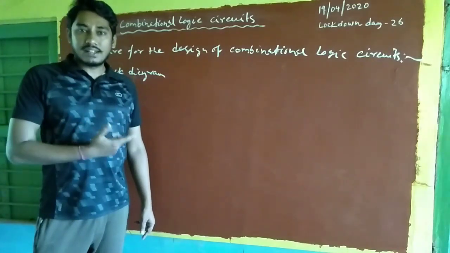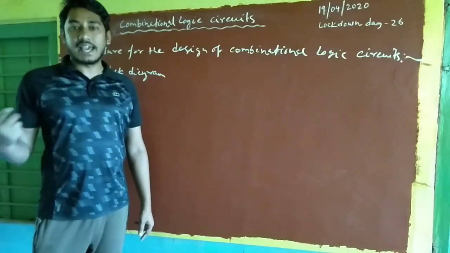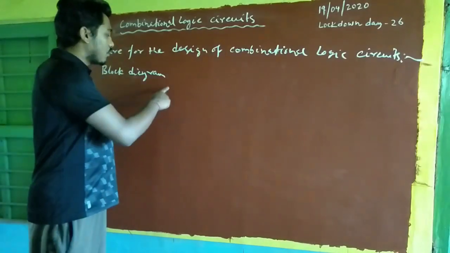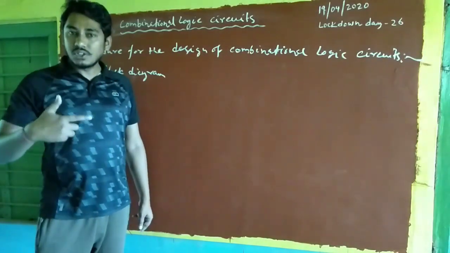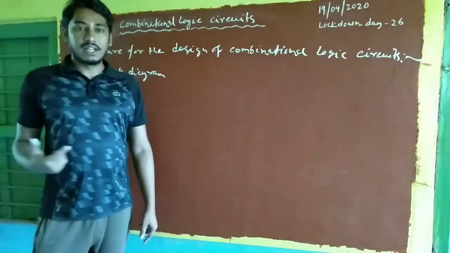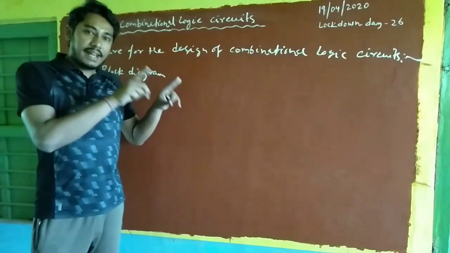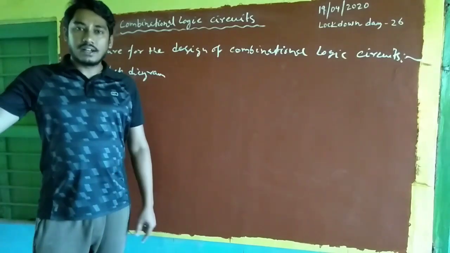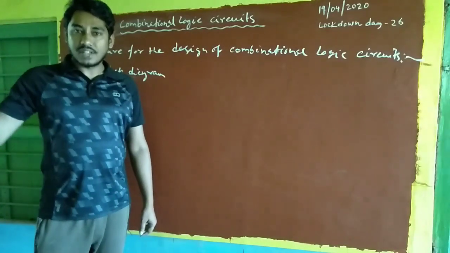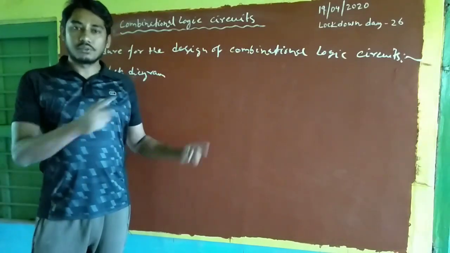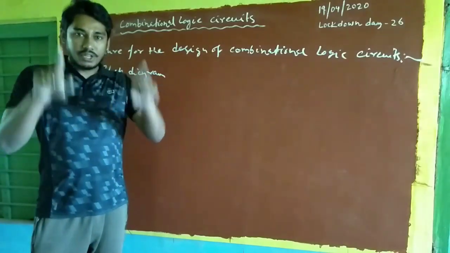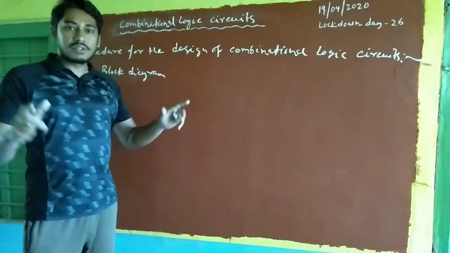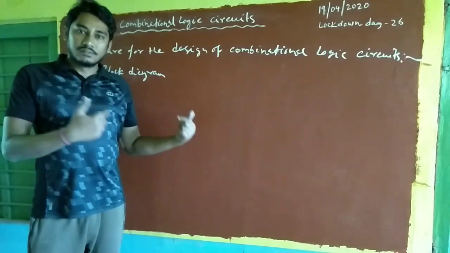Another output for this adder circuit, obviously, is carry, because if we want to add 1 plus 1, the summation is 0 with carry 1. Now what are the inputs here? A and B, and what are the outputs? Y, or we can represent it by S, that is summation, and C, that is carry. So two inputs, two outputs. We need to design the block diagram using this word description of the problem.